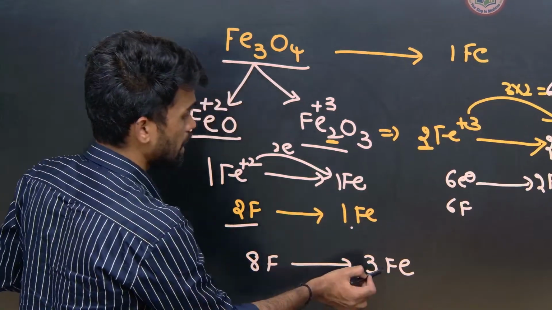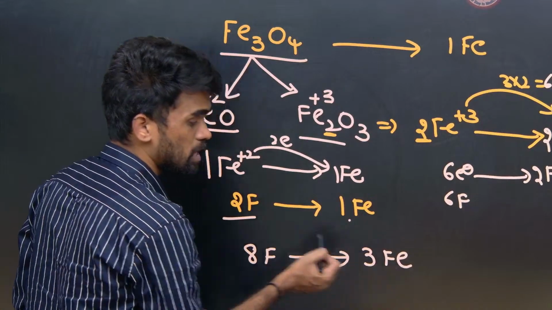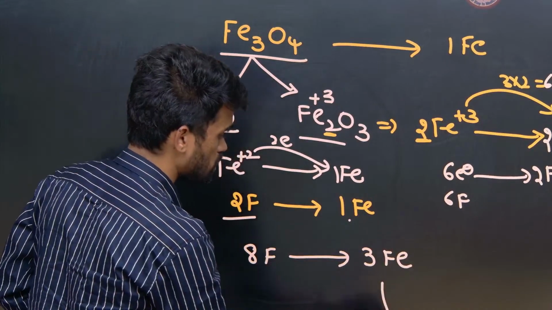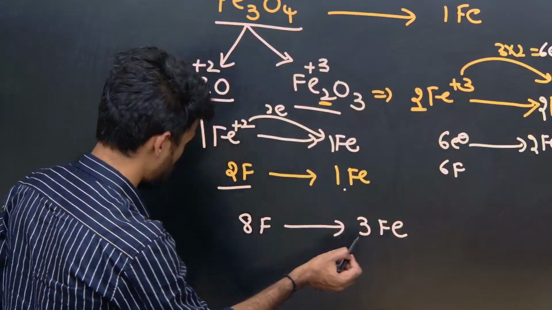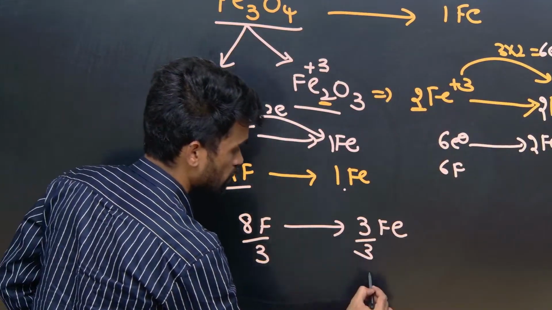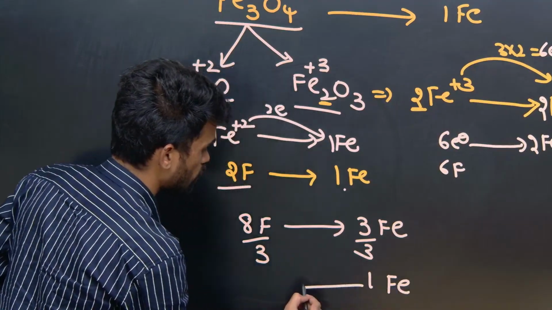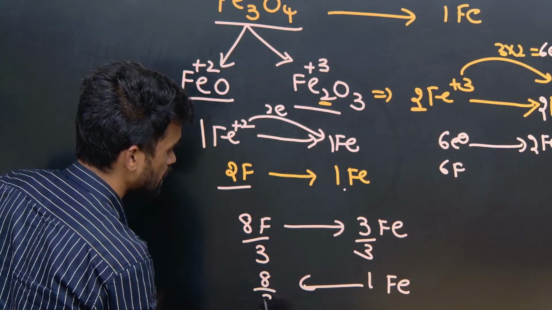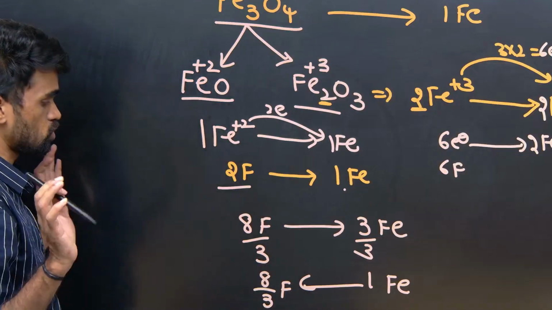They are saying they just want 1 mole deposition of this iron. So for 1 mole deposition, what you need to do? Just divide this by 3, here by 3. So for 1 mole of iron, how many Faradays are required? 8 by 3 Faradays are required. That's it. So this is your answer.